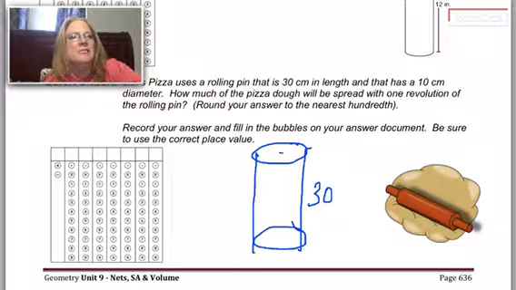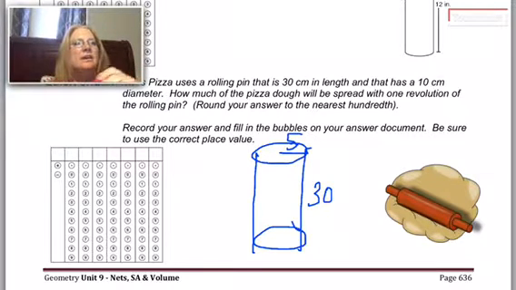Now remember, diameter isn't what we need. We need radius, so half of 10 is 5. Now it says how much of the pizza dough will be spread with one revolution of the rolling pin. So you have to think about that. If you're rolling a rolling pin, the ends of the rolling pin are not going to touch the pizza dough. So you have to think yourself and realize that what they want is just the lateral.